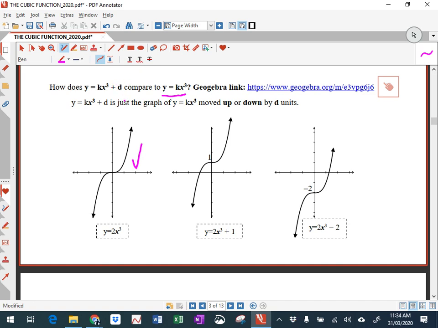So here's an example. Here's my basic cubic, y equals 2x cubed. Now, 2x cubed plus 1 is just this graph here. Let me see if I can trace it and then move it with the cursor. I don't know if I can. I'll try. Now, I'm tracing.